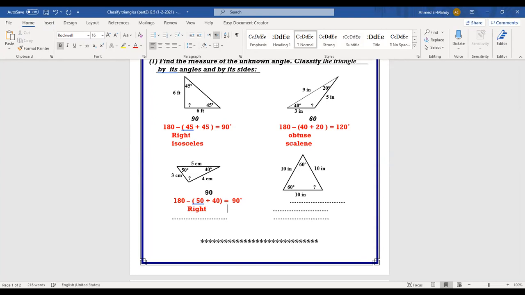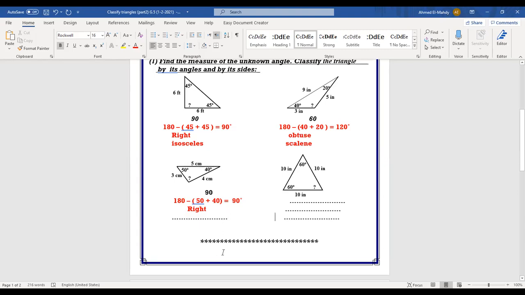Mr., the 90 degree, we take out the question mark and we put 90. Yes, this is the unknown angle. This angle is the question mark. Okay.